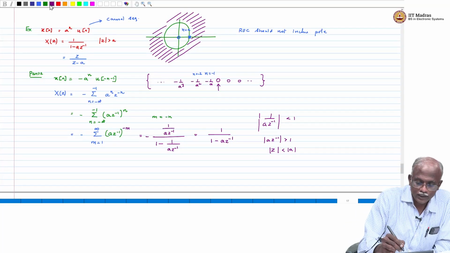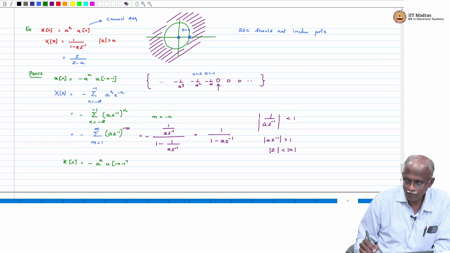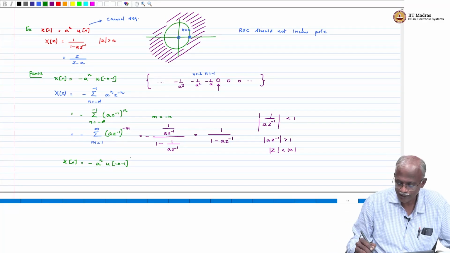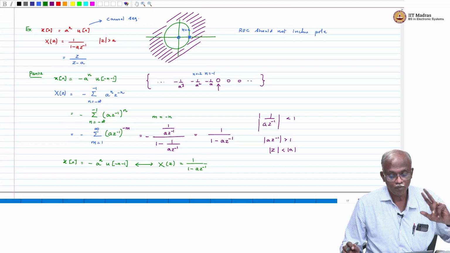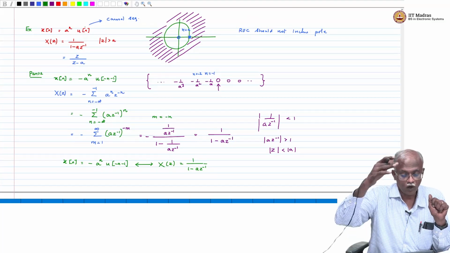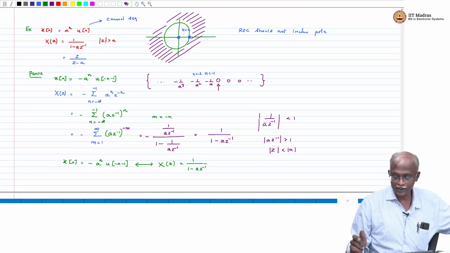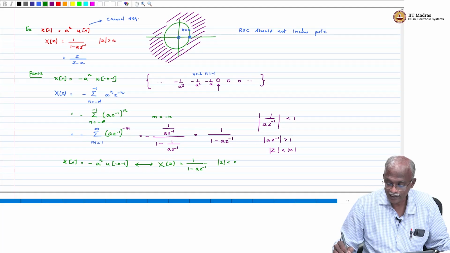So for this sequence, x of n equal to minus a power n u of minus n minus 1, which is the non-causal sequence, this has got a z transform which is given by x of z equal to 1 over 1 minus a z inverse. Compare the z transform of both those sequences. One is a causal sequence, x of z is 1 over 1 minus a z inverse. The other one is a non-causal sequence which has got the same expression but has got the condition that mod z less than a.